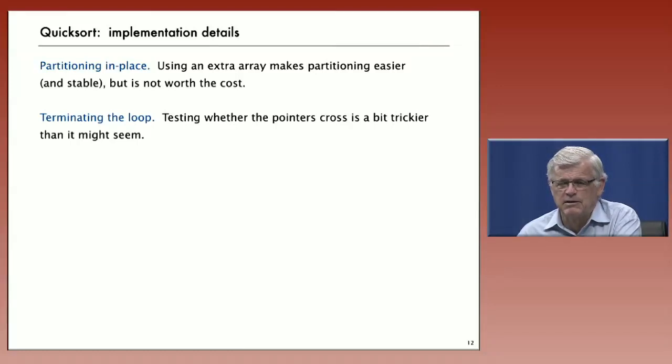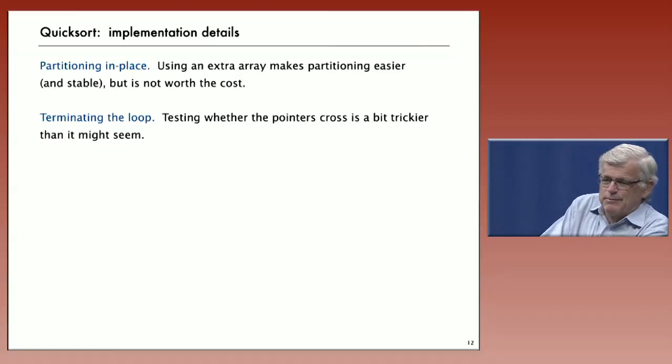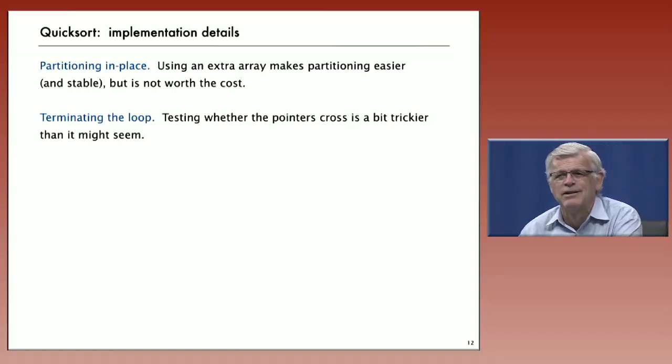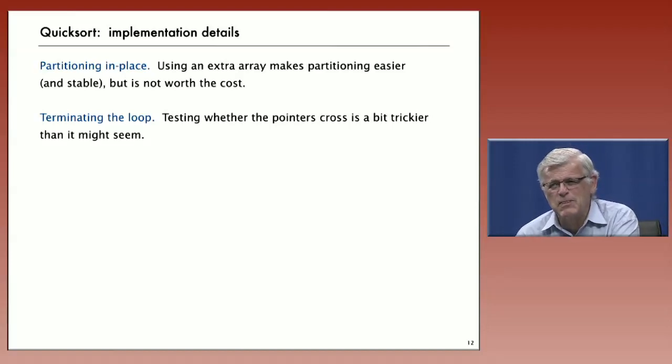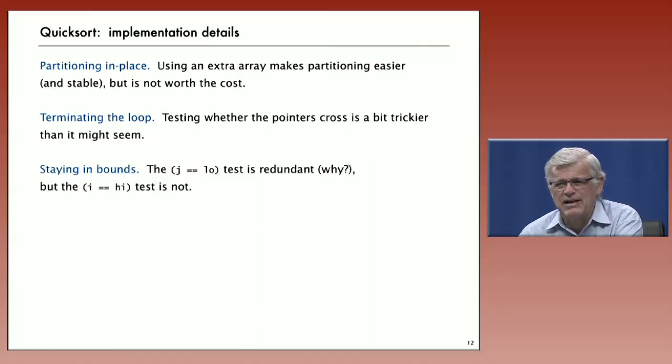Now, you have to be a little bit careful with terminating the loop. When we give you working code, it's not hard to see why it works, and you might go through the exercise of trying to implement Quicksort without looking at our code. And you'll find that testing when the pointers cross can be a little bit tricky, particularly in the presence of duplicate keys. Also staying in bounds. Actually, in our implementation, the test of the j pointer running off the left end is redundant. Why is it redundant? Well, the partitioning element's sitting there and it'll stop when it hits the partitioning element. But the other test is not redundant in our implementation.